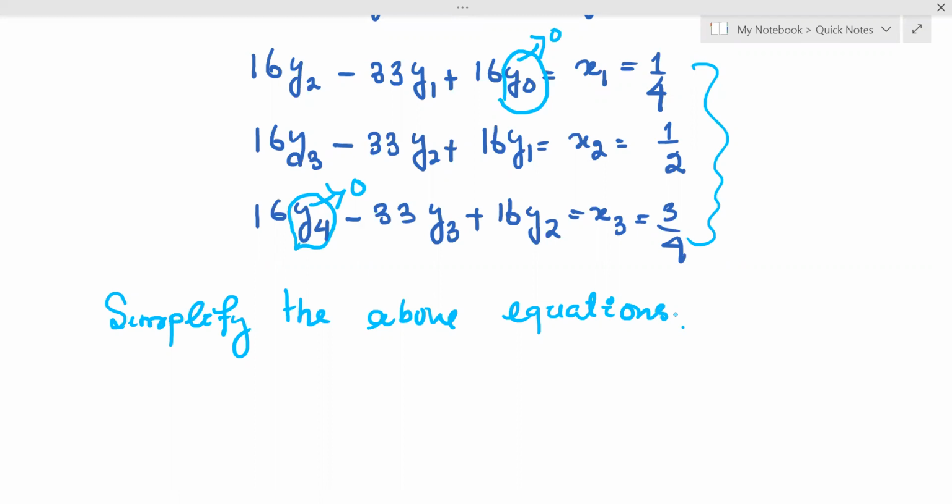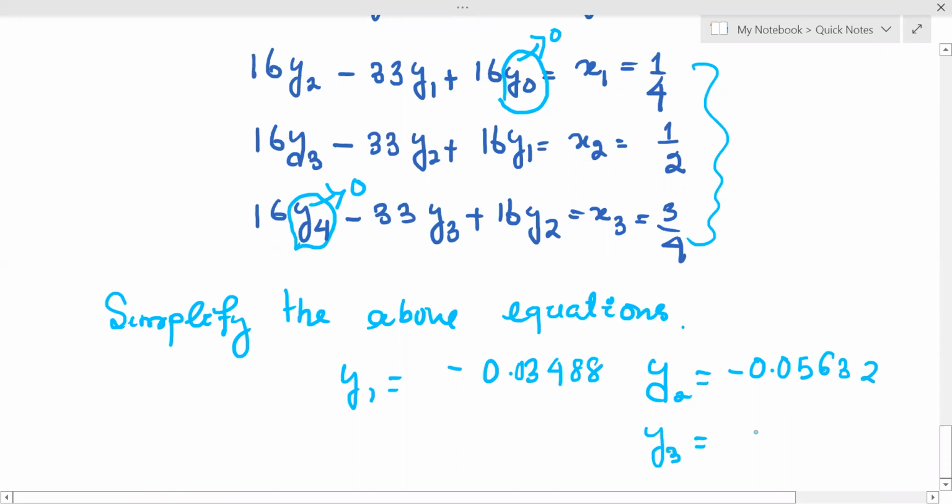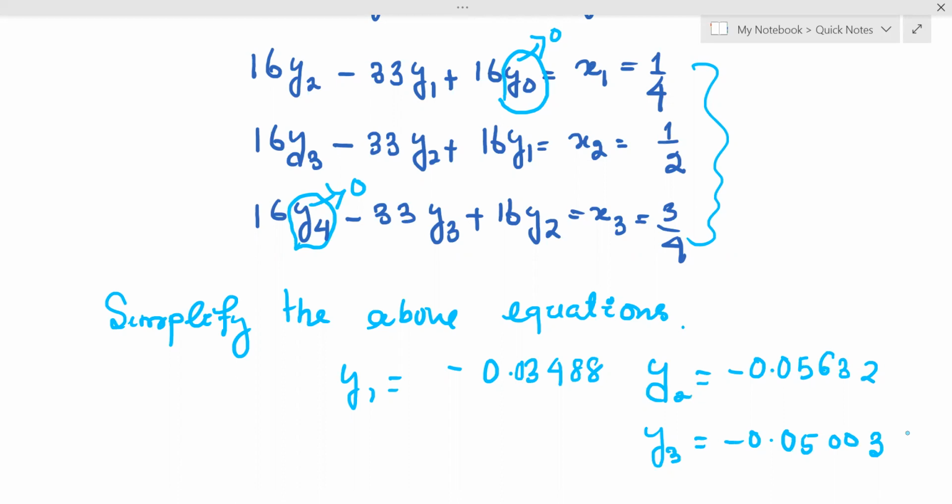So after this simplification we will get a solution: the y1 value will be equal to minus 0.303488, y2 will be minus 0.05632, then y3 is minus 0.05003. This is your final solution of the above boundary value problem using the finite difference scheme.